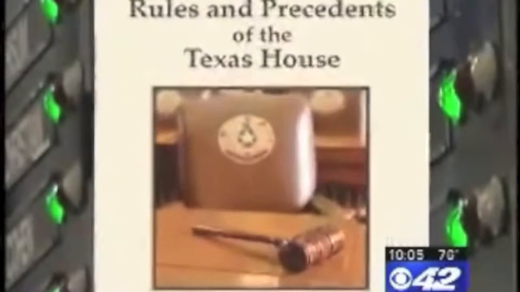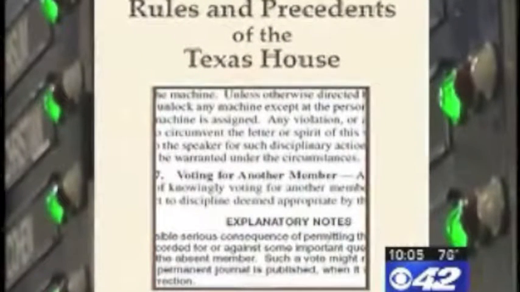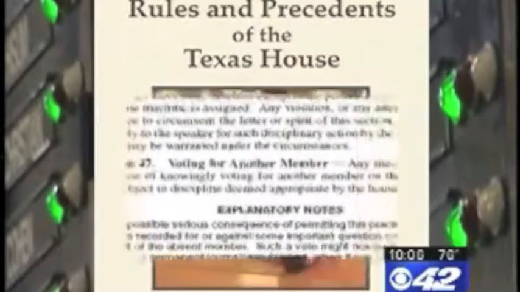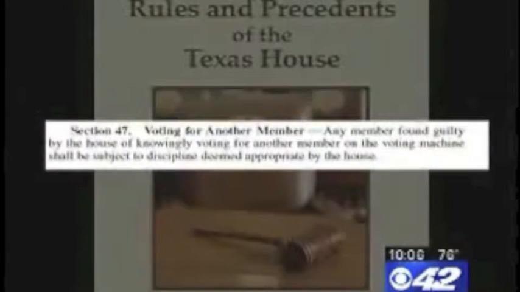Necessity or not, one thing is clear. They aren't supposed to be doing it. According to the official House rules, written, voted, and approved by lawmakers at the beginning of the session, any member found guilty by the House of knowingly voting for another member on the voting machine shall be subject to discipline deemed appropriate by the House.